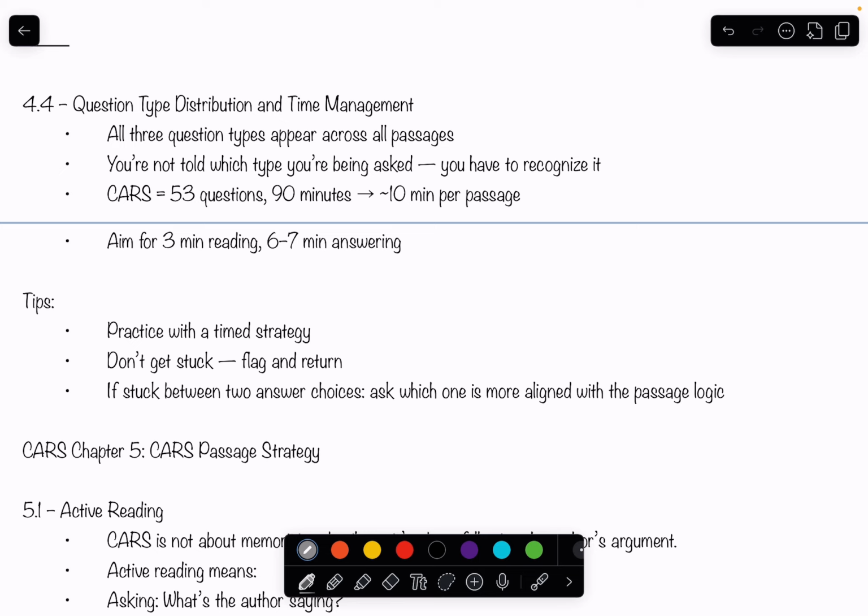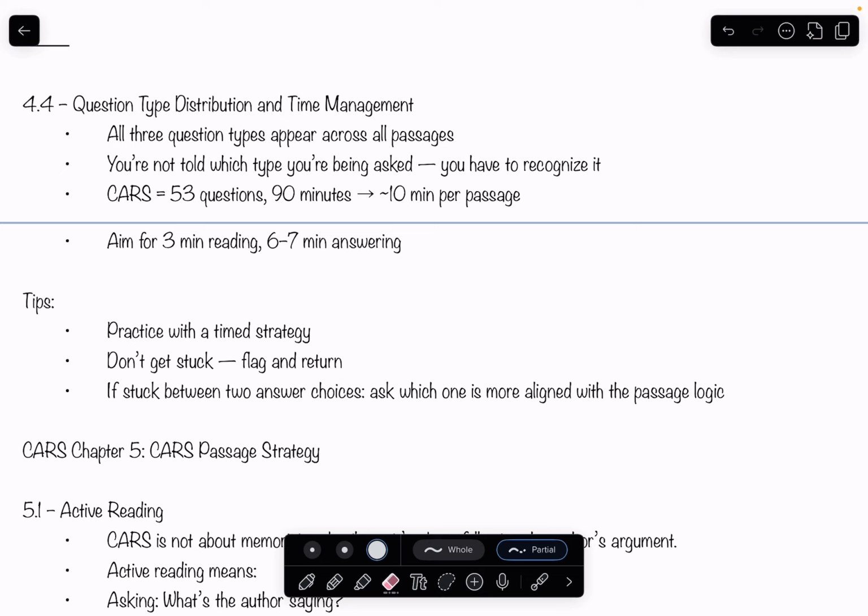But if you can't read quickly, like me, I have dyslexia, so I read pretty slowly. I have to take a lot longer to read these passages, but that means I have to get through the questions quicker, which I do prefer. So it's up to you. If you're a good, strong reader, you can get through the passage in 3 minutes. I definitely support you.